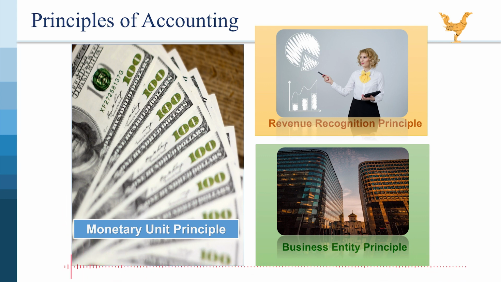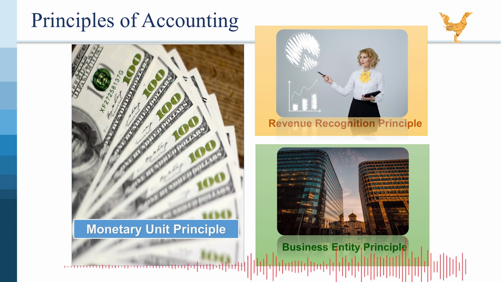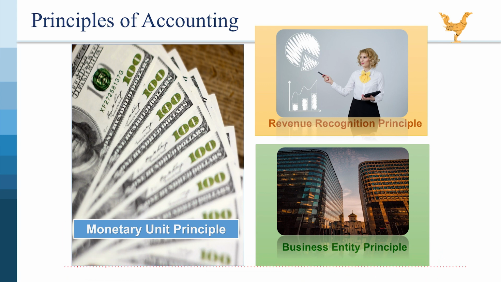1. Monetary unit principle. What it means. This principle basically says that accounting records should only include transactions that can be expressed in a monetary unit, like dollars, euros, yen, etc. This provides a common and consistent way to measure and compare financial information. Why it's important. Imagine trying to compare the value of a company that reports profits in apples to one that reports profits in gold bars. It would be impossible. Using a monetary unit provides a standardized way to track financial performance and make meaningful comparisons between different businesses or time periods.